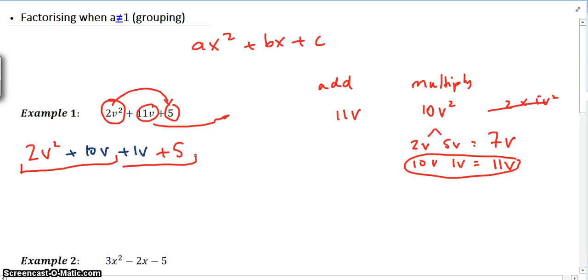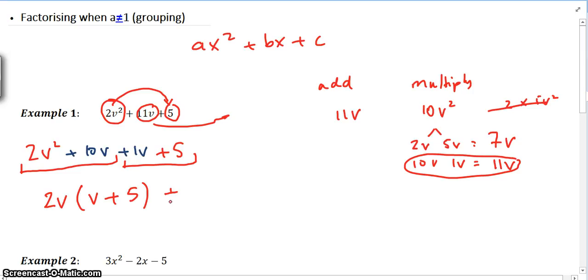We treat it like this is the first half, this is the second half. So we can literally group the terms here, and I've split them up into two groups. Now we use factorizing by finding the highest common factor. So let's look at the first group. What is the highest common factor between 2v squared and 10v? The highest common factor is 2v. I'm going to put the brackets, because now what's left inside is v plus 5.